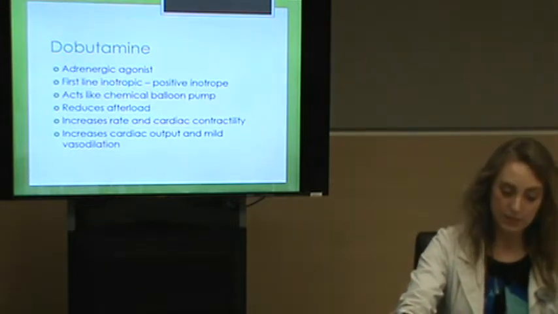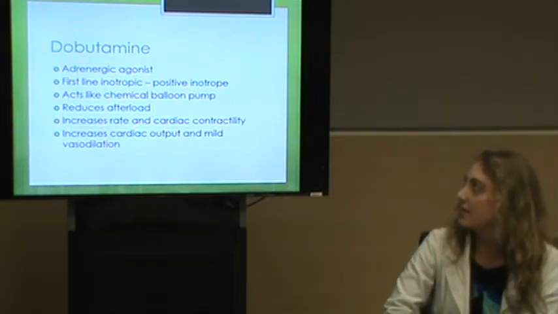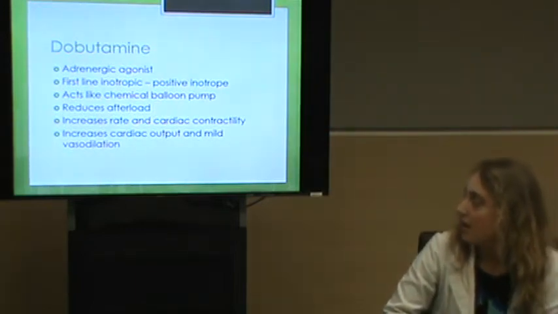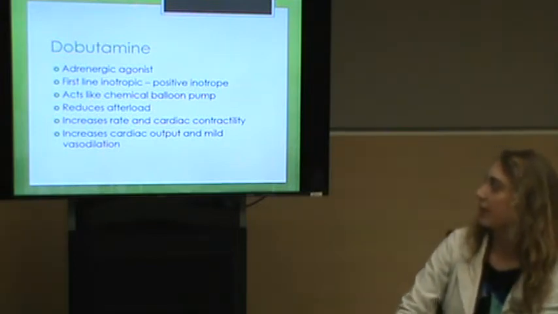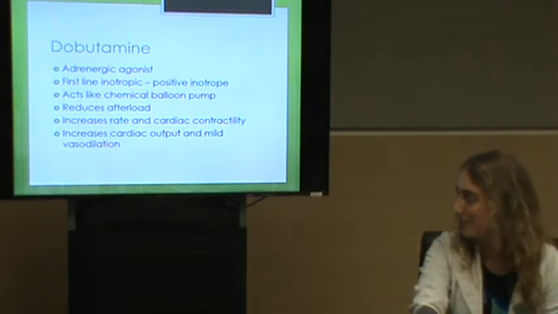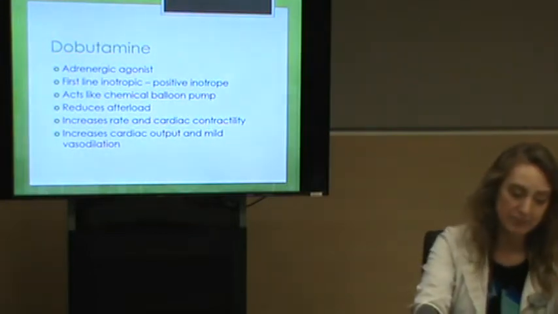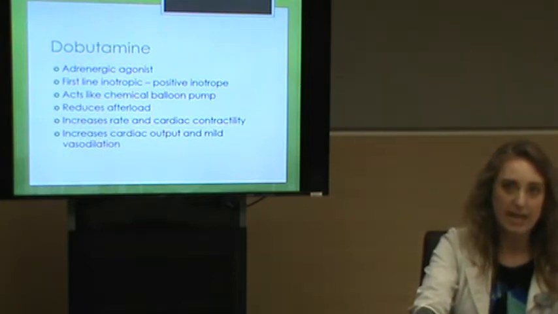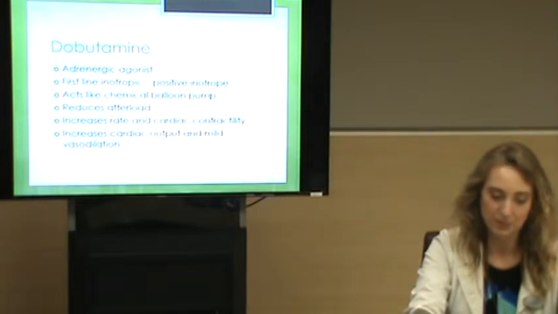All right, so the next one is dobutamine. It is also an adrenergic agonist, and it's a positive inotrope. It reduces your afterload, causes an increase in your rate and the cardiac contractility, which is what the action of a positive inotrope is. Causes increased cardiac output, mild dilation, and it essentially provides that extra squeeze that you need for cardiac decompression. So that's a good way to remember it.